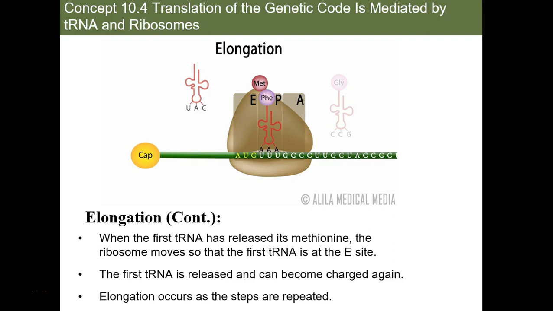When the first tRNA releases this methionine, the ribosome then moves so that the tRNA in the P site moves to the E site. tRNA will leave the ribosome via the E site, so it may be charged again. Elongation occurs as the steps are repeated.